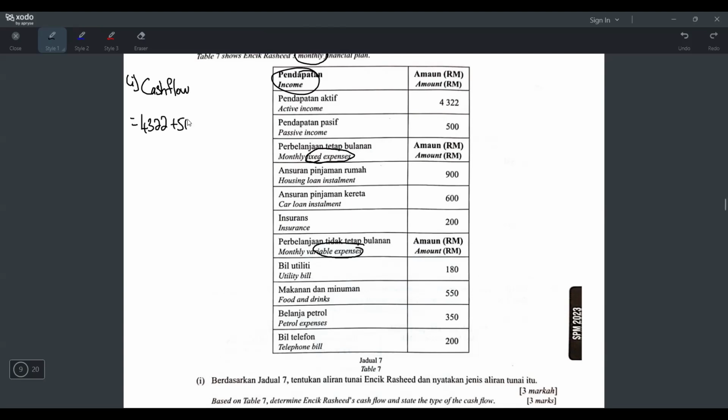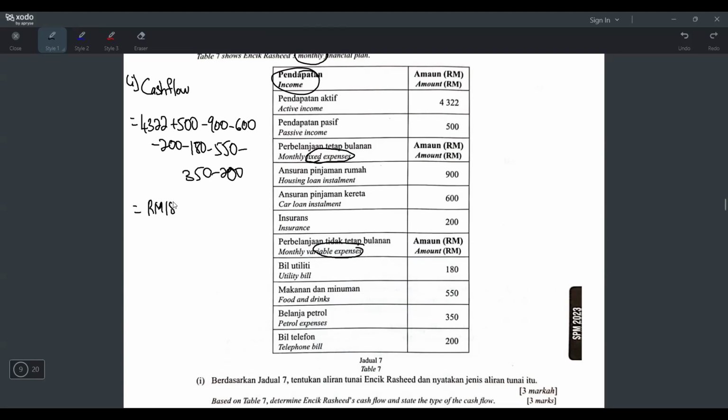4322 plus 500, and then minus with all the expenses. 900 minus 600 minus 200 minus 180 minus 550 minus 350 minus 200. So tekan semua ni dapatlah dia punya cash flow. So the answer is 1842.